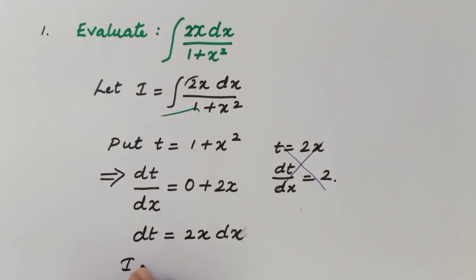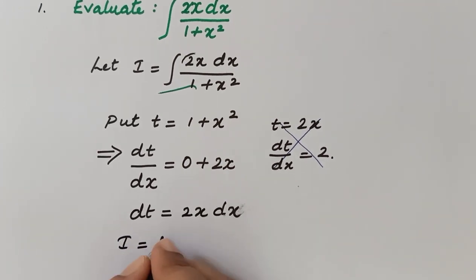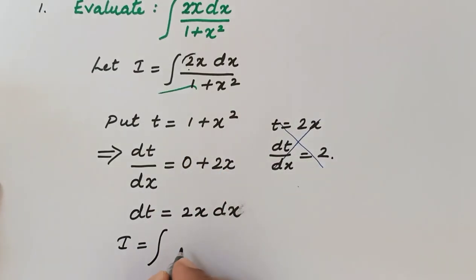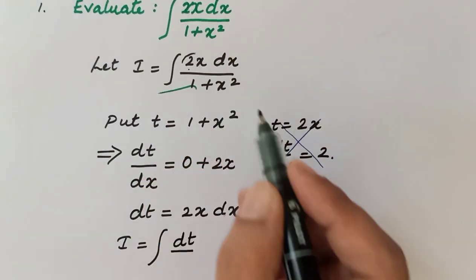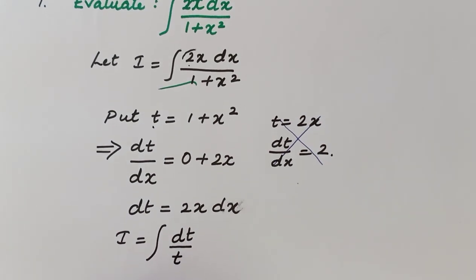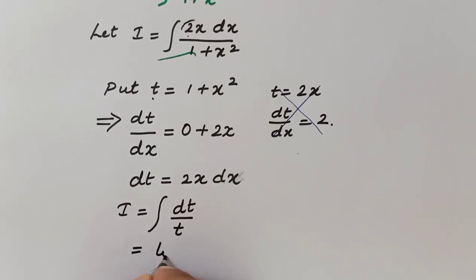So therefore now I changes to the integration of, what is 2x dx here? It is equal to dt now. So I will write dt by 1 plus x square. 1 plus x square is nothing but t. So I am integrating with respect to t now: dt by t. We know the integration formula for integration of 1 by x dx, that is log of x. So here in terms of t, it will be log of t plus c.